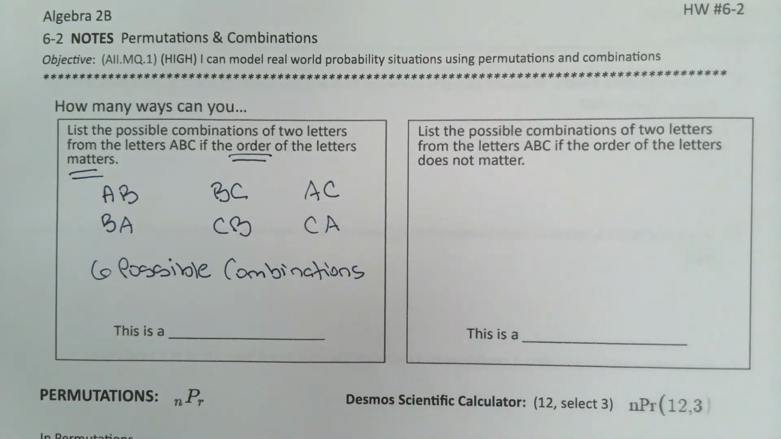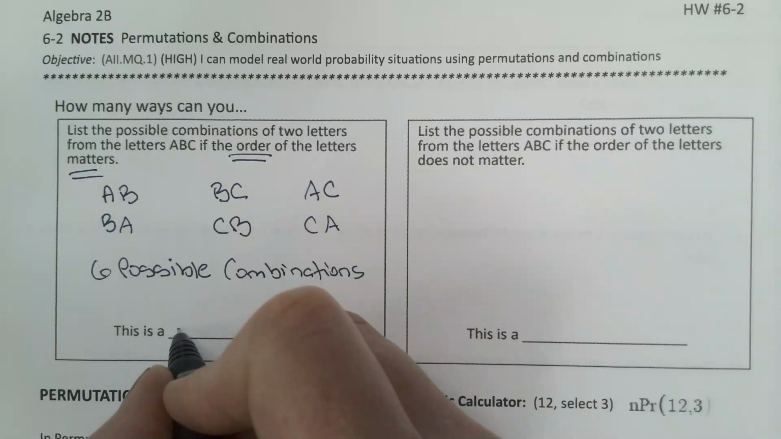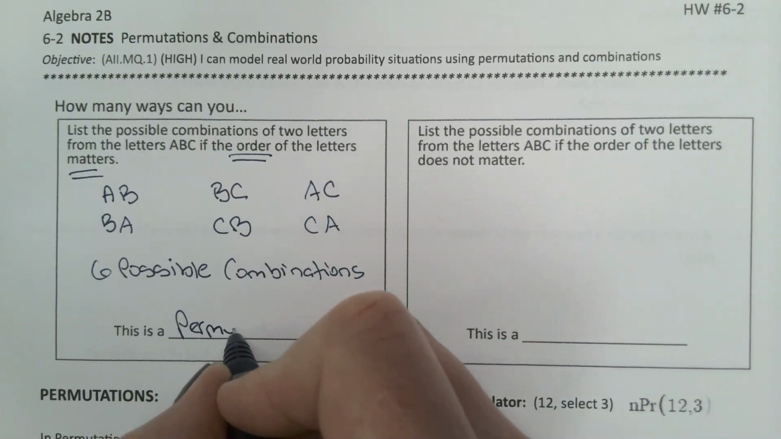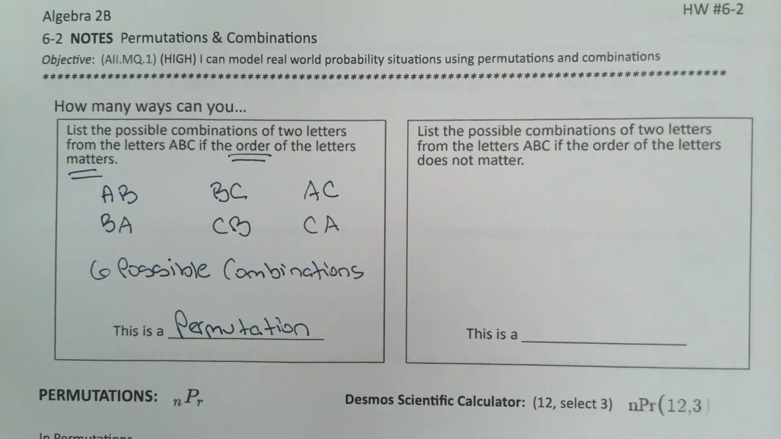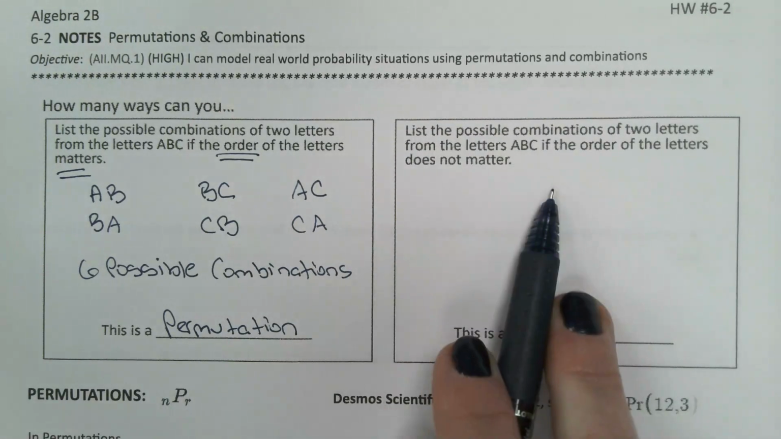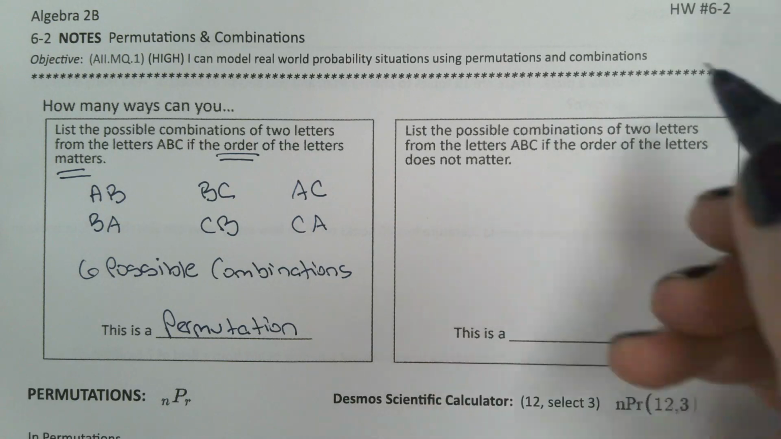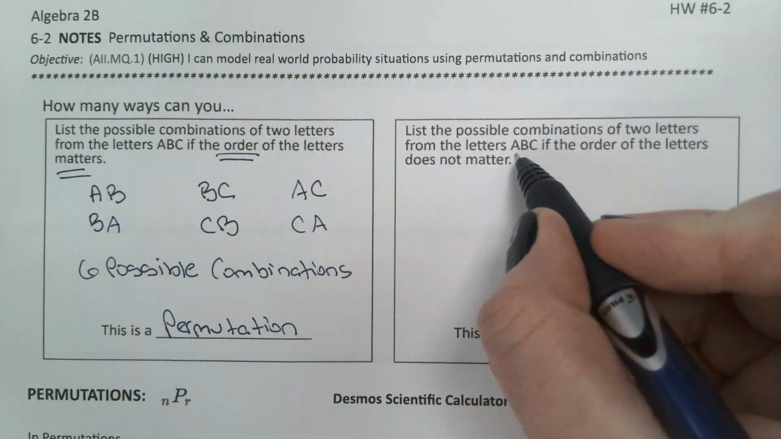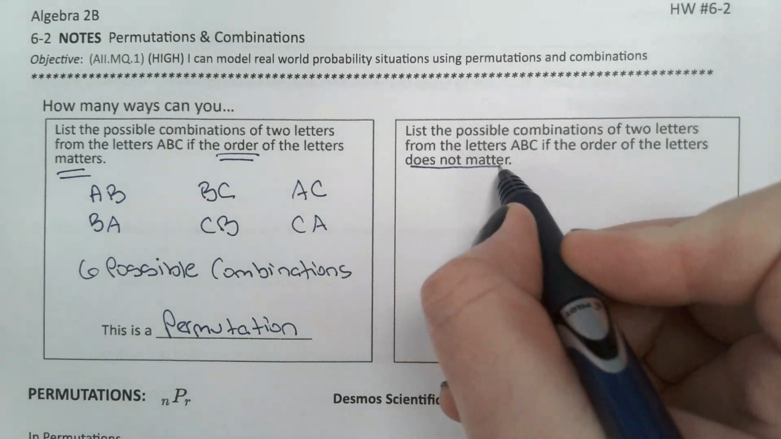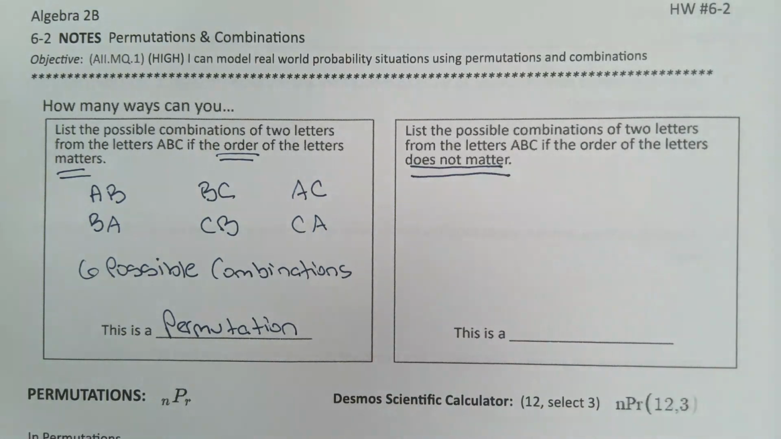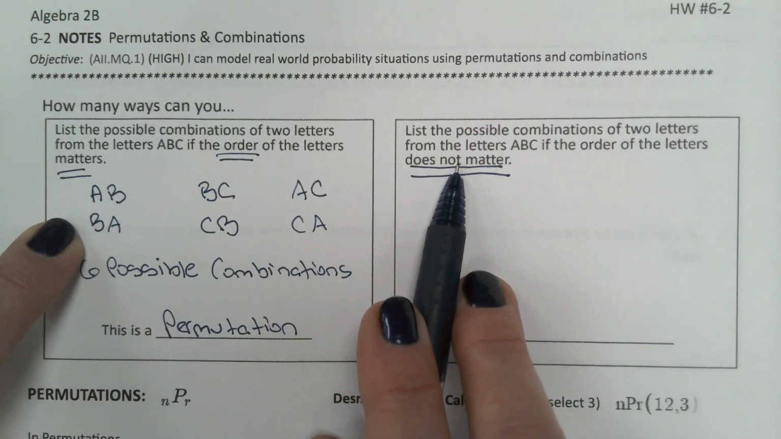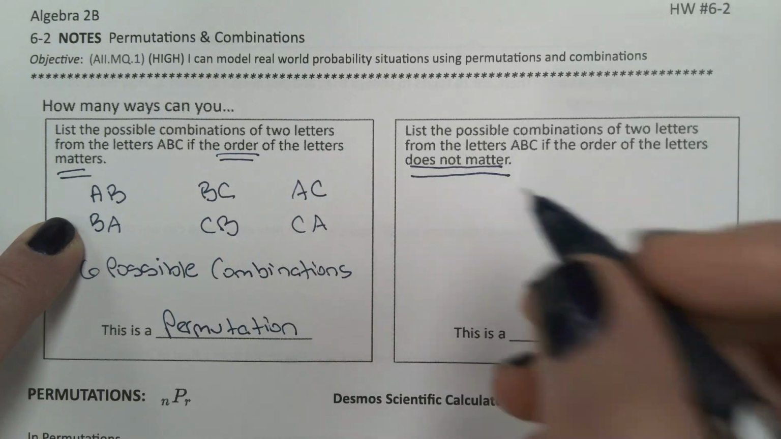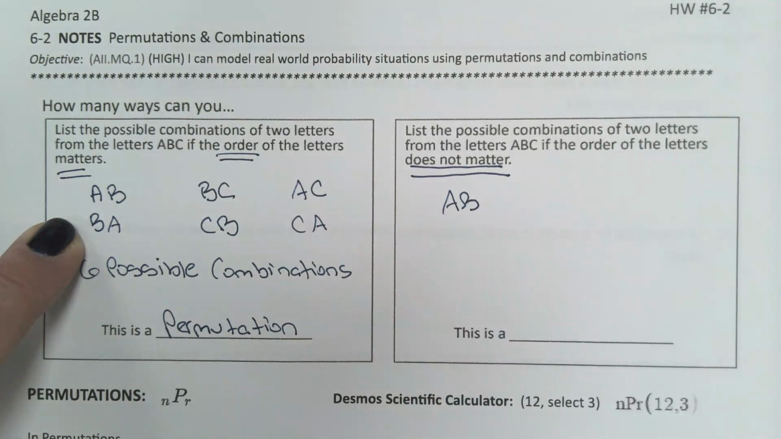And when the order matters, this is what we call a permutation. The other type is where we want to list the letters A, B, and C, but the order does not matter. So like right here when I said AB and BA are distinctly different, here it's saying, no, that's the same thing. So I have AB.